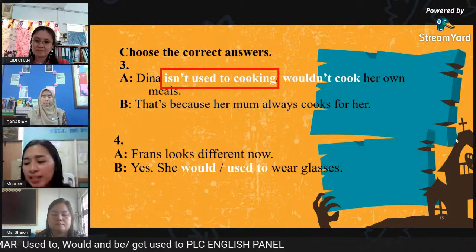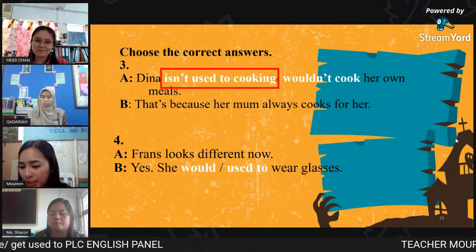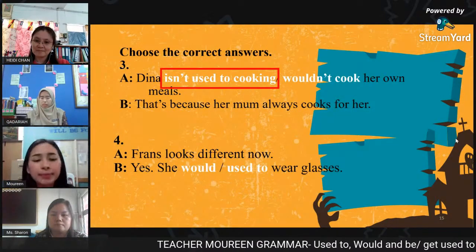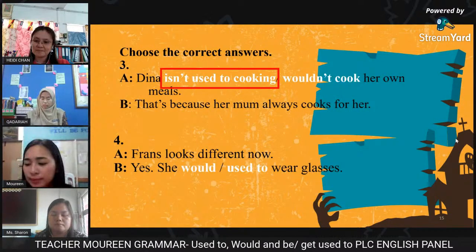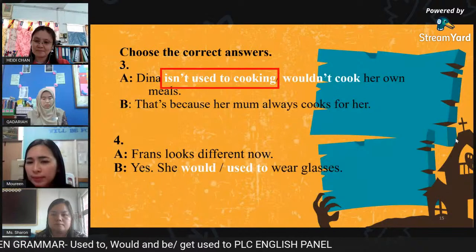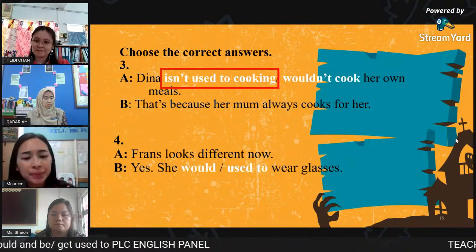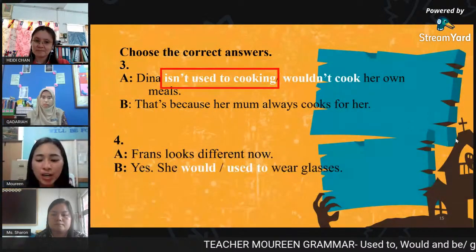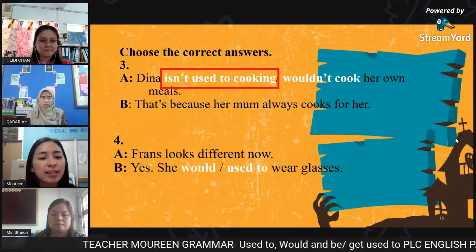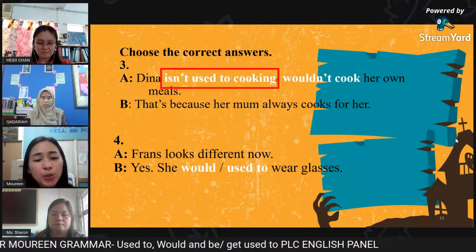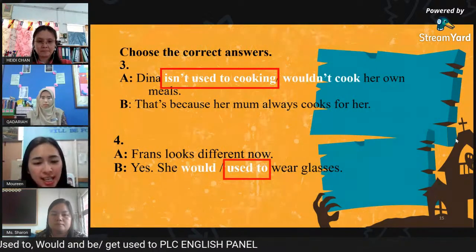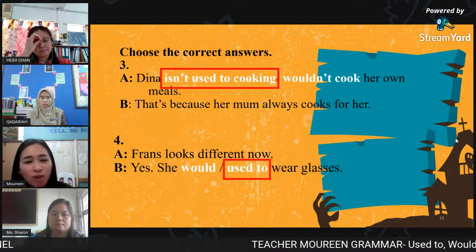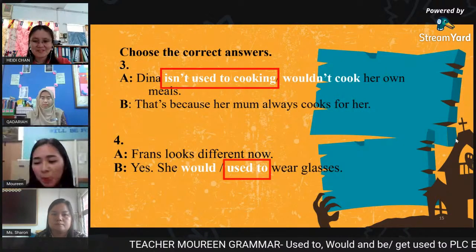Anson, I've just seen Anson, baru nampak. Okay, Vivian said used to. Okay, I'll reveal the answer. All right, so number 4, the answer is yes, she used to wear glasses. Okay, so we'll see the difference again, would and used to, in question 5. So still 4/4, class? We still get 4/4? Okay.